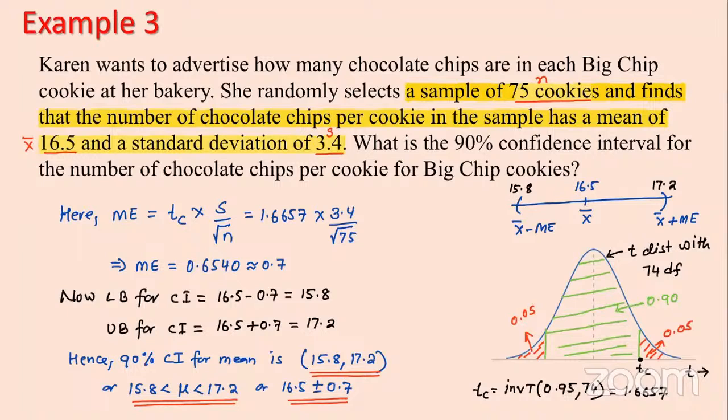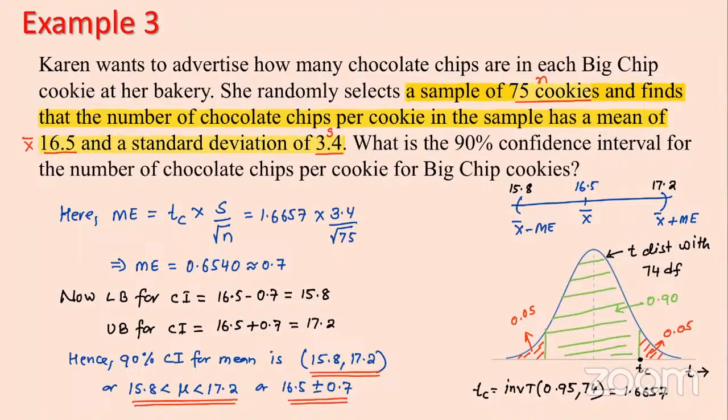Remember, when you are doing your quiz or the test, you have to read the question very carefully. Figure out whether the population standard deviation is given or the sample standard deviation is given, and based on that, use the formula accordingly. So you should know which distribution to use. If the population standard deviation is given, you use the standard normal distribution. If the sample standard deviation is given instead, then you use the t distribution.